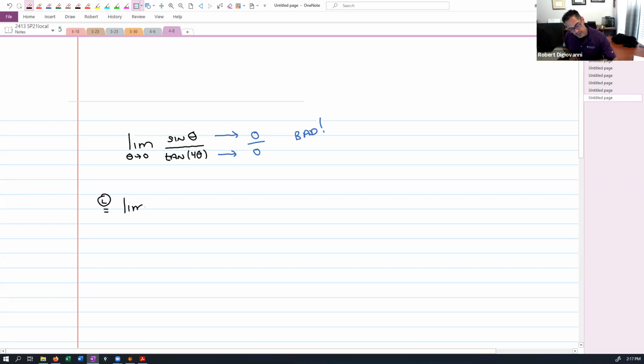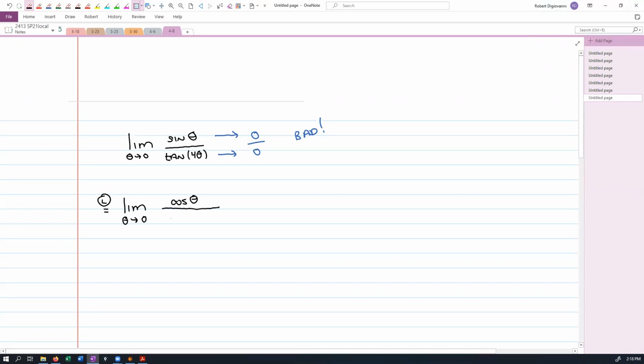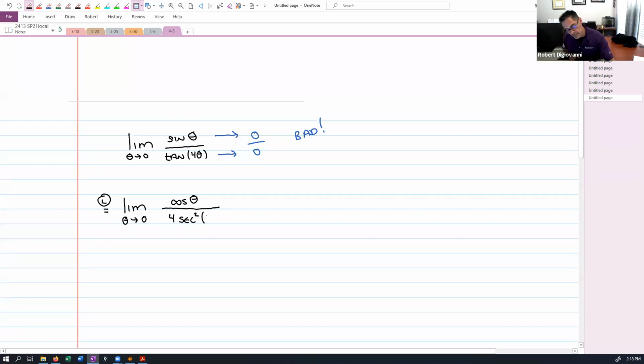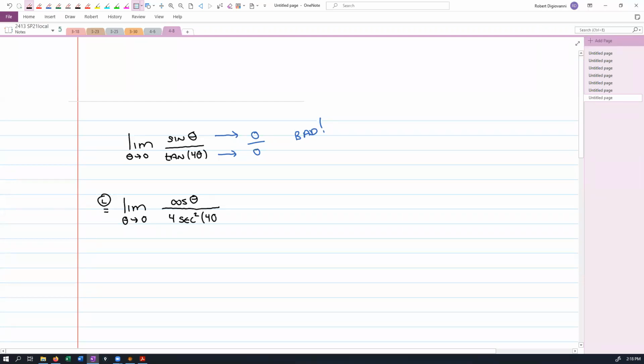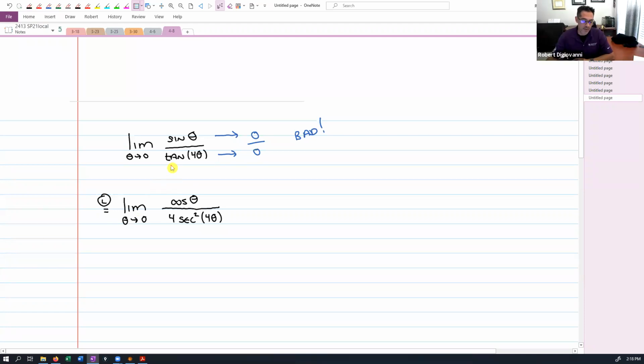So this will become the limit as theta goes to 0 of the derivative of sine of theta, cosine theta, right? Derivative of tangent of 4 theta, be careful. Tangent of 4 theta, what's the derivative of that? 4 secant squared of what? 4 theta. Right, so the derivative of tangent of 4 theta is secant squared of 4 theta, but then you have to do the chain rule, the derivative of 4 theta, which is 4, and I just put it out front.